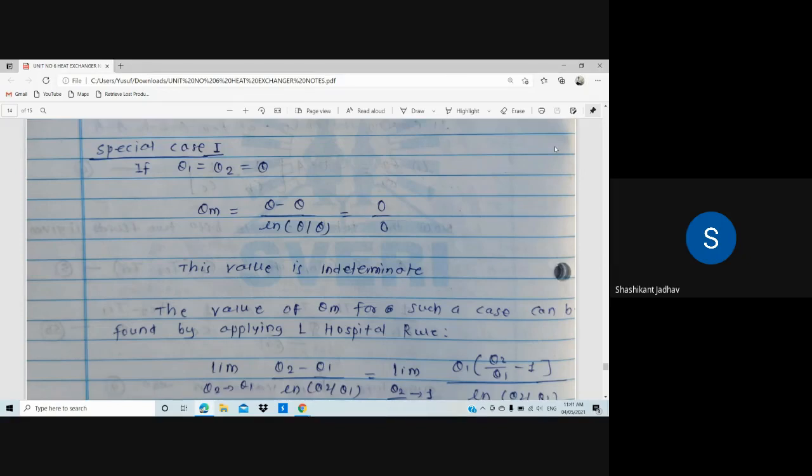ओके, तर आता ज्यावेळेला इनडिटर्मिनेट फॉर्म येतो, 0/0 फॉर्म येतो, तर त्यावेळेला आपण कसं इक्वेशन सॉल्व्ह करत असते तर एल हॉस्पिटल रूल आपण यूज करत असते. ओके, सो राईट डाऊन the value of theta m for such a case can be found by applying L hospital rule.